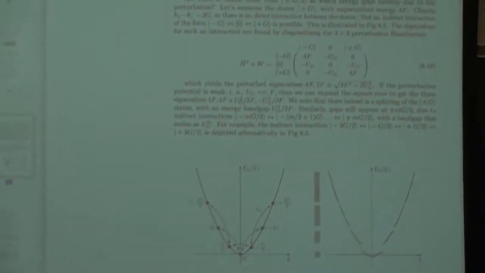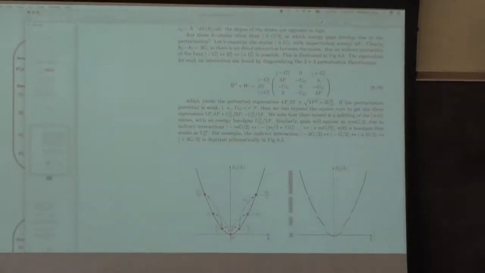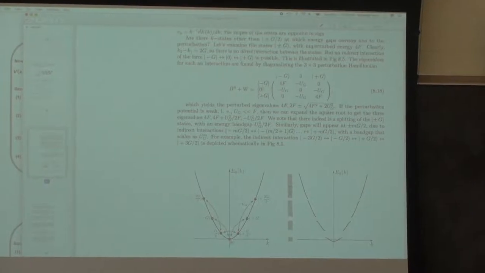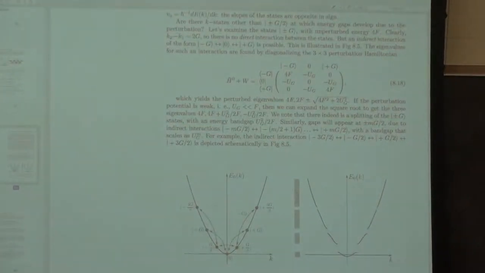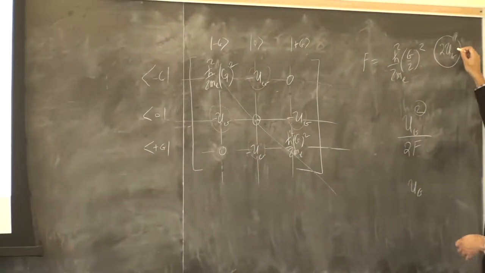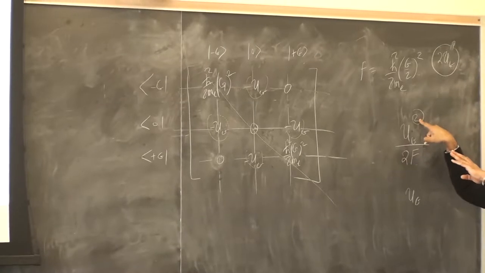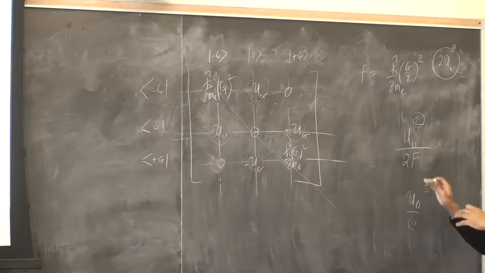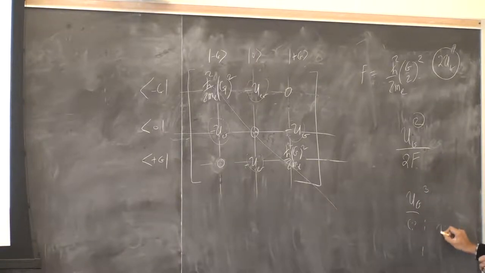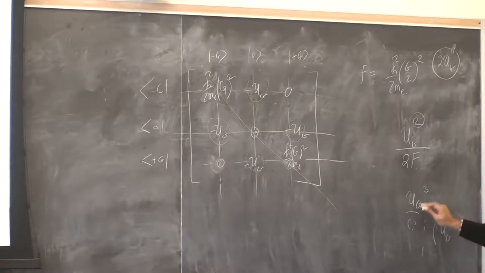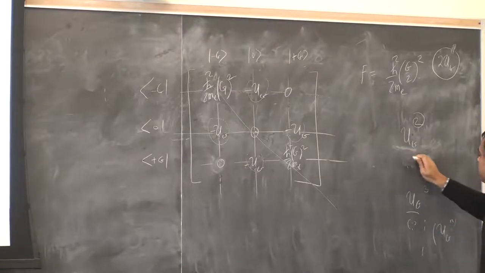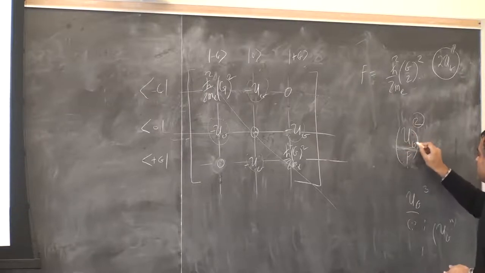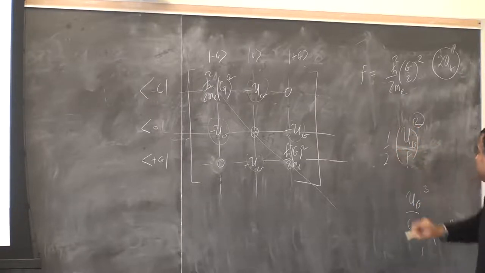And that third gap will go as UG. So the first gap, if you remember, is 2 times UG. So it's UG to the power 1. Second gap is UG to the power 2. Third gap will be UG to the power 3 with some normalization factors in the denominator. All of them have units of energy. And the nth gap will have UG to the power n. And effectively, you can write this as UG over F whole squared times some factor 1 over 2.